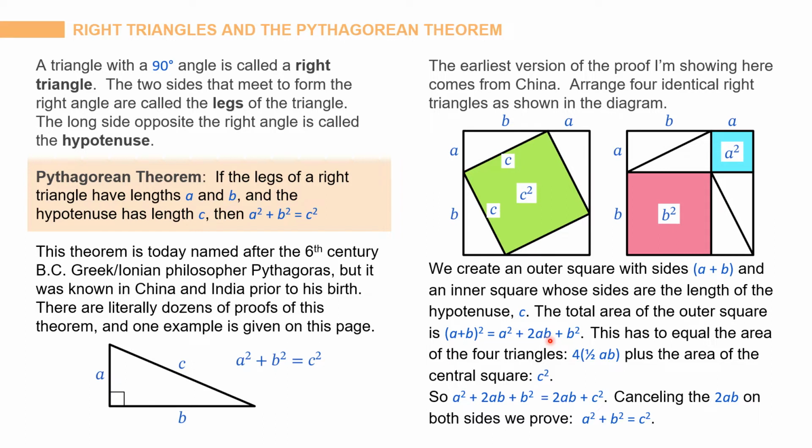So this has to equal the area of the four triangles, which is 4 times 1/2 the product of the legs, and the area of the central square, c squared. So a squared plus 2ab plus b squared is equal to 2ab, that's where the 2ab comes from, those four triangles, plus the central square, c squared. We have 2ab on both sides of the equation, so that cancels, and we have proven that a squared plus b squared equals c squared.